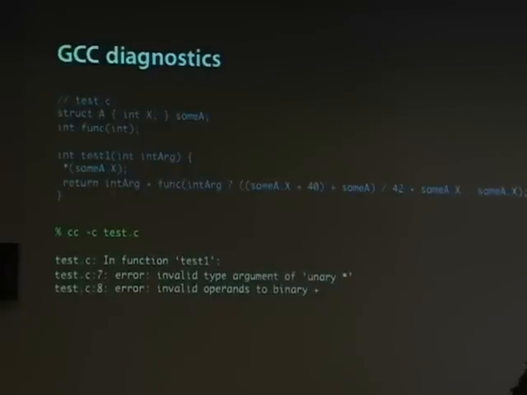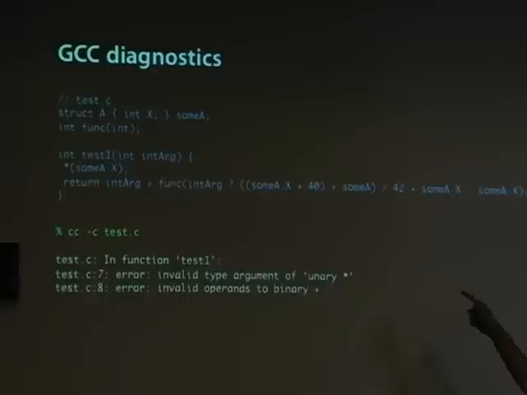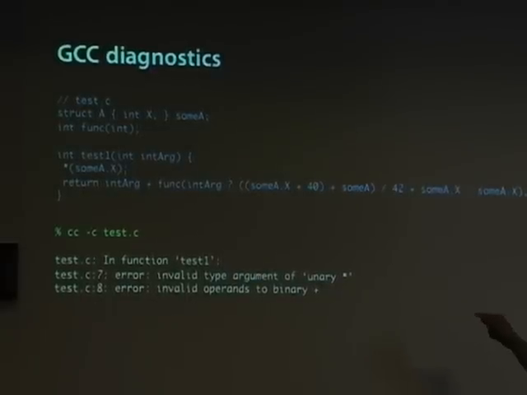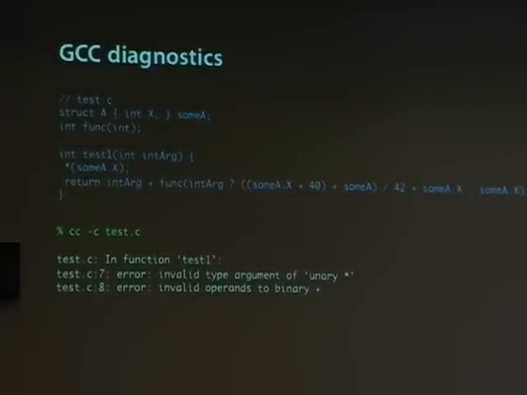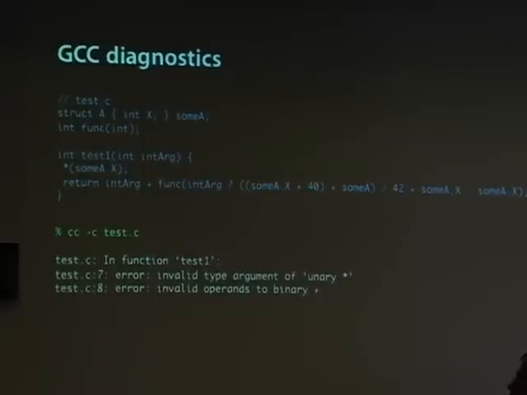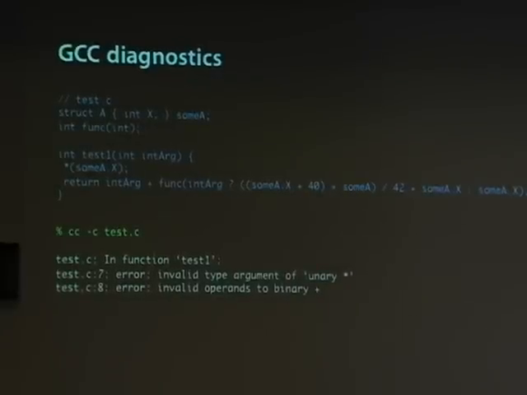That's true, and it's talking about this sum a.x. But given this error message, I have no idea what it's talking about or why that's invalid. I just know it is invalid. The second thing is it says I have invalid operations of binary plus, right? Again, I have no idea why they're invalid. I have no idea which binary plus it's talking about, right?